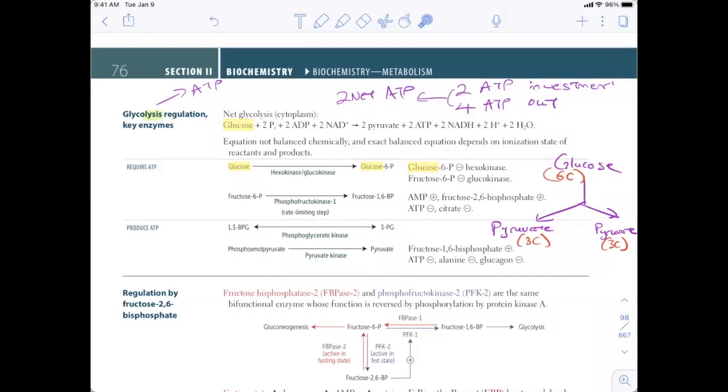Now, there are other things that could activate the step, like your fructose 2,6-bisphosphate, which we're going to talk about in the next few minutes, all right? And also AMP, which is the opposite of ATP, can stimulate this step, okay?